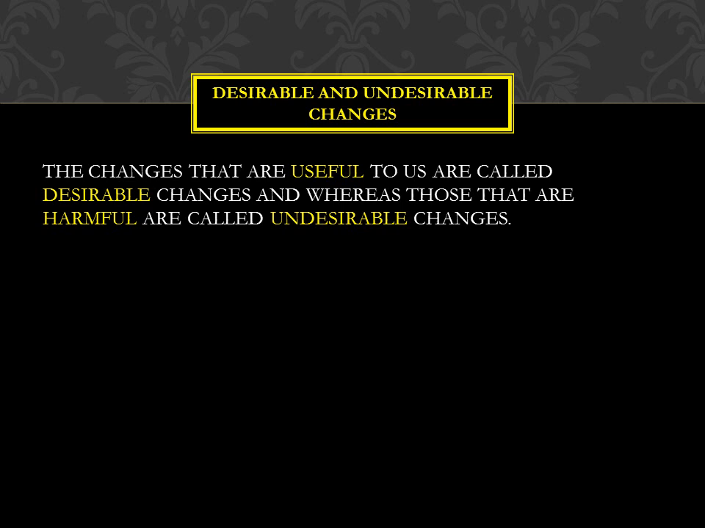The changes that are useful to us are called desirable changes. Like we have the digestion of food, right? Everyone wants that we should be healthy, right? For that, the digestion of food is an important process. So that's a desirable change. Ripening of fruit, we want that the fruit should grow, they should ripen, and they should come to us so that we can eat and remain healthy. So again, it's a desirable change. So all these growth of living beings are desirable changes.